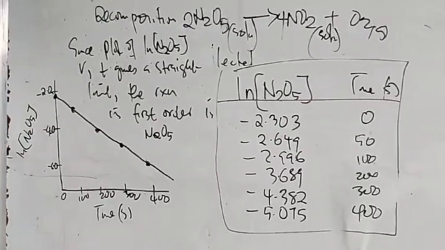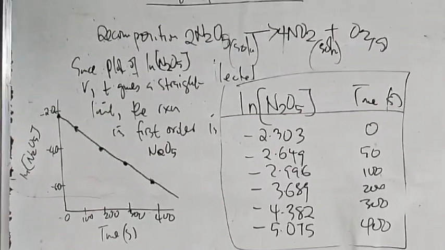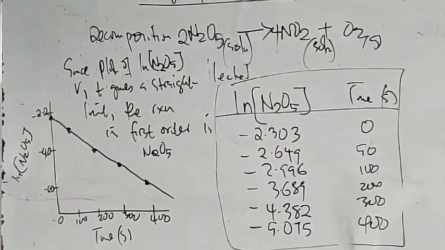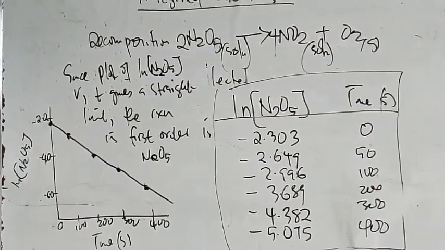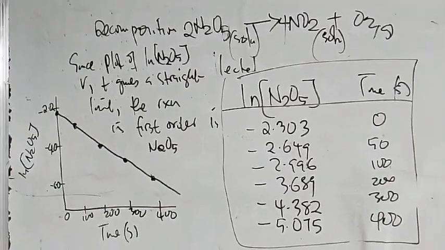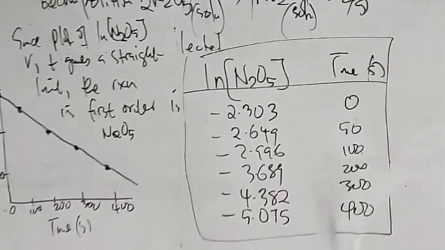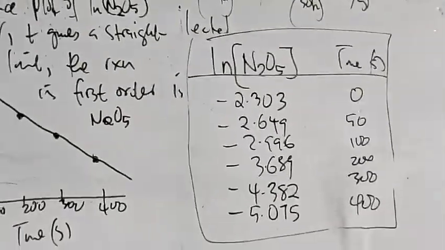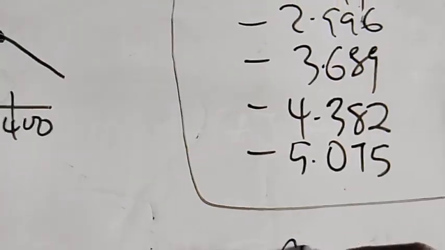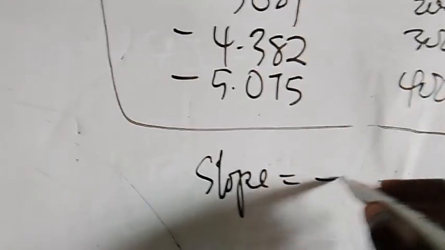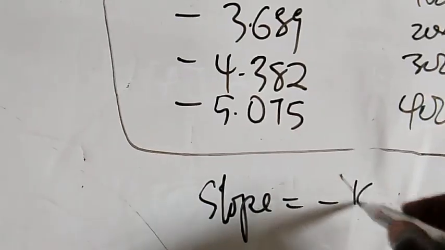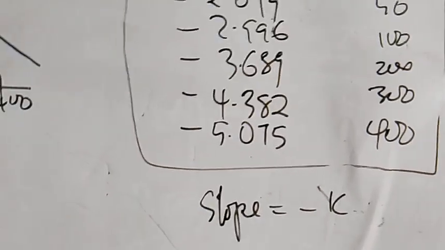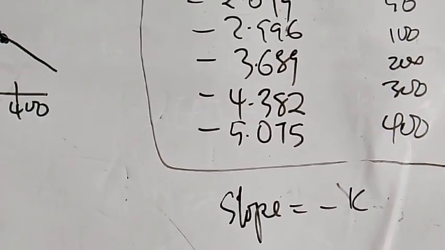Okay, so the reaction is first order. Now let's calculate the value of K, the rate constant. How are we going to calculate the rate constant? Since we know that the slope is equal to negative K in this case, from our equation.